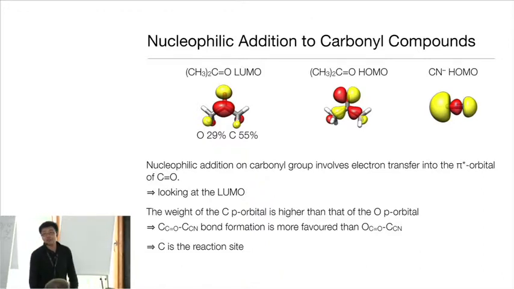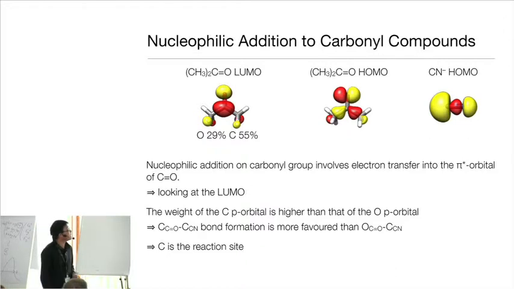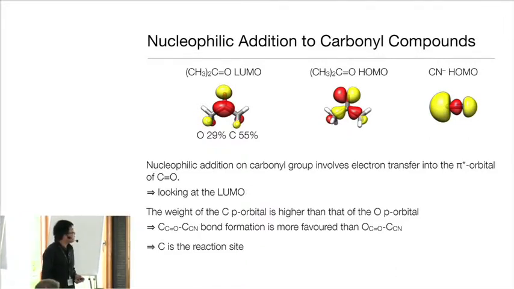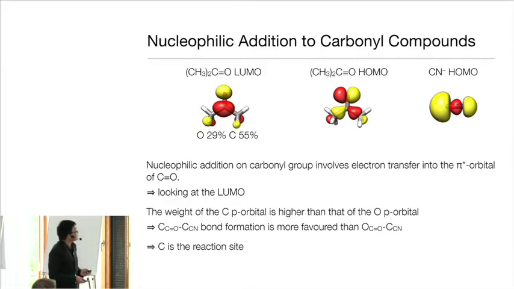Let me first understand the reaction we talked about just now, the nucleophilic addition to a carbonyl compound. This reaction involves electron transfer from the HOMO of the cyanide anion into the LUMO of this compound, the CO pi star antibonding orbital. This electron transfer process has an electron donor and an electron acceptor. And then we look at the LUMO, and you find out which one is the favorite bonding reaction site.